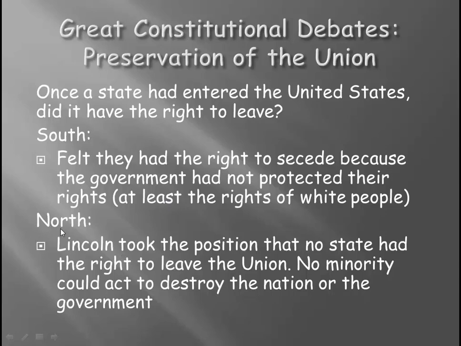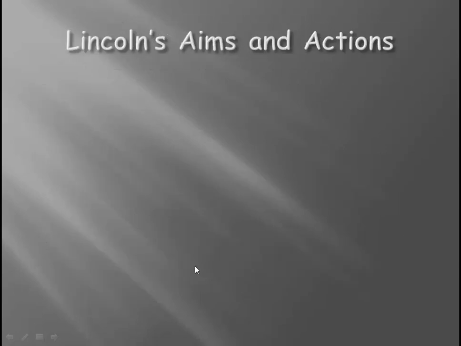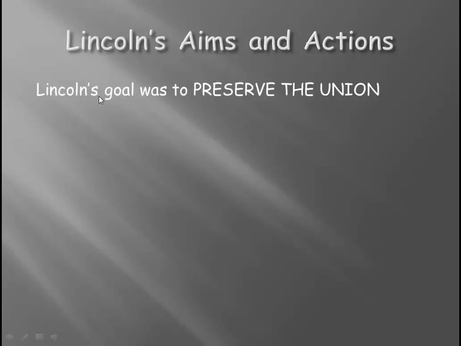So the northern point of view is pretty easy. Lincoln said, hey, no state has a right to leave the Union. No minority could act to destroy our nation or to destroy our government. And that's kind of Lincoln's point of view. So the South feel that they can leave, and the North feels that they can't, all right? Pretty clear. As we begin to move throughout the war, you should keep track of what Lincoln wanted to do, right? His number one goal, I can't stress this enough, was to preserve the Union, keep the country together. He's going to have a bunch of other goals and aims as he goes through, but the number one is to keep this nation as one.